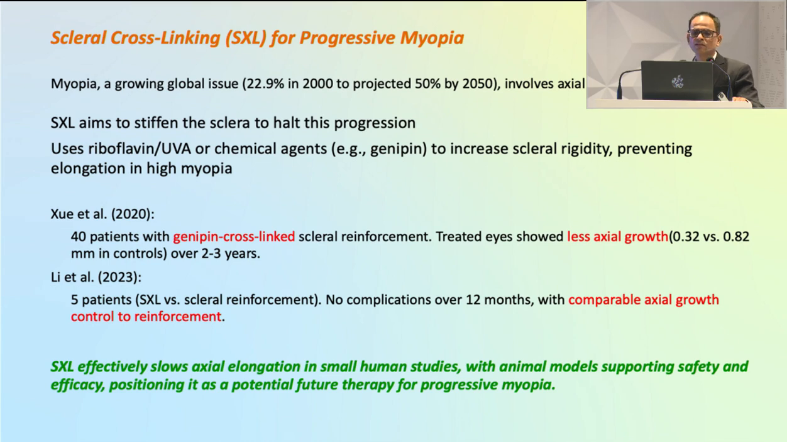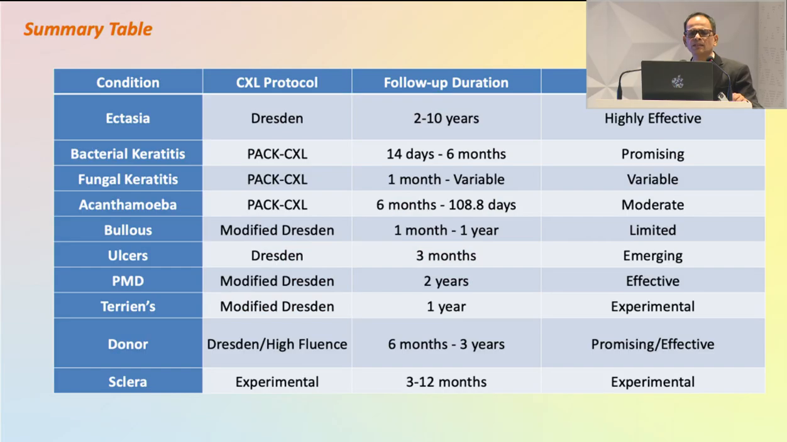And scleral cross-linking for progressive myopia, it may have some applications in pediatric ophthalmology as well, because myopia is known to increase globally, and by 2050 they say 50% of the population will be myopic. There are different ways people do this scleral cross-linking, so I'm not going into much detail, but that is something we need to understand.